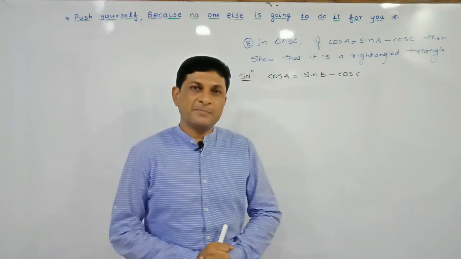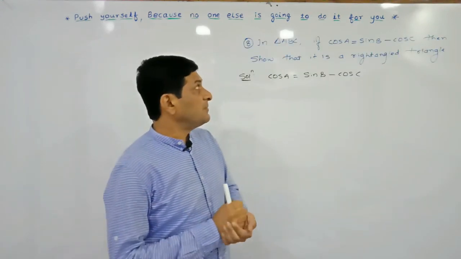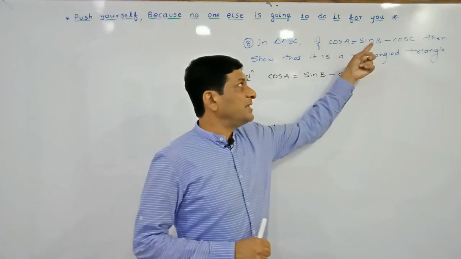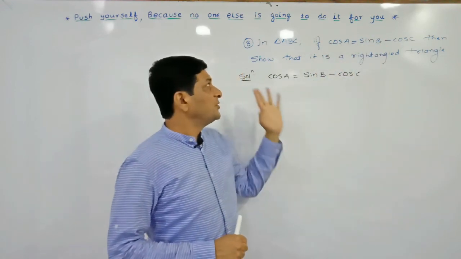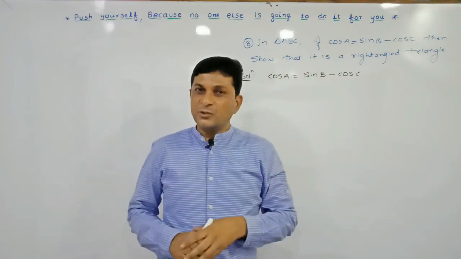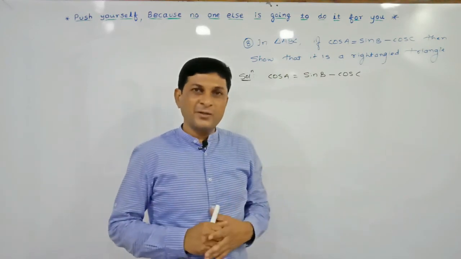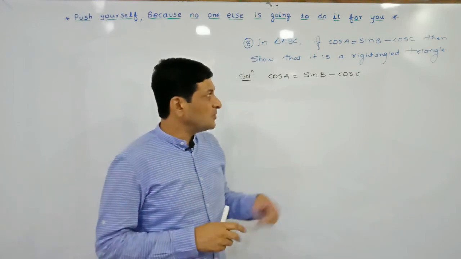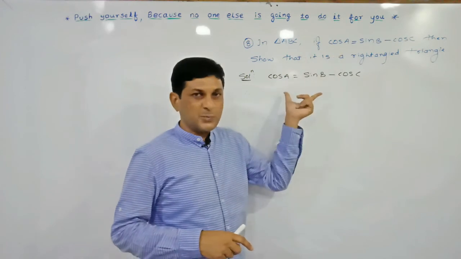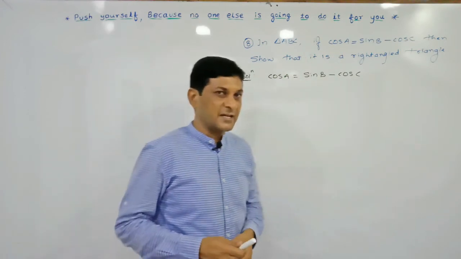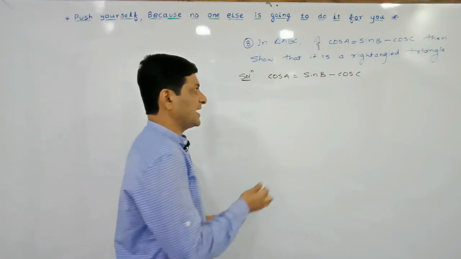Now see example number 8. In this example, it is given to us that cos A is equal to sin B minus cos C. Using this condition, we have to show that the triangle is what? A right angle triangle. To show that the triangle is a right angle triangle, we have to show that one of the angles is equal to what? 90 degrees. So we have considered the given expression. Let us simplify this expression to show that the triangle is a right angle triangle, means to show that one angle is 90 degrees.